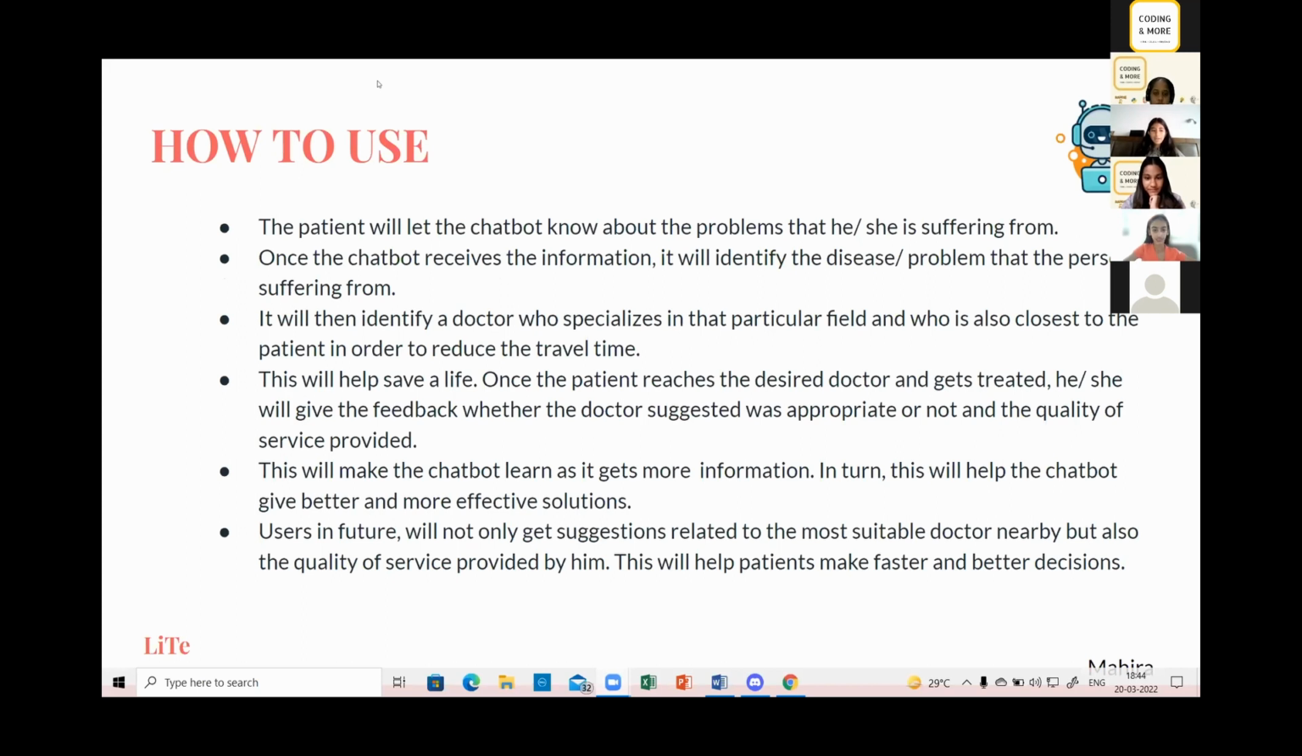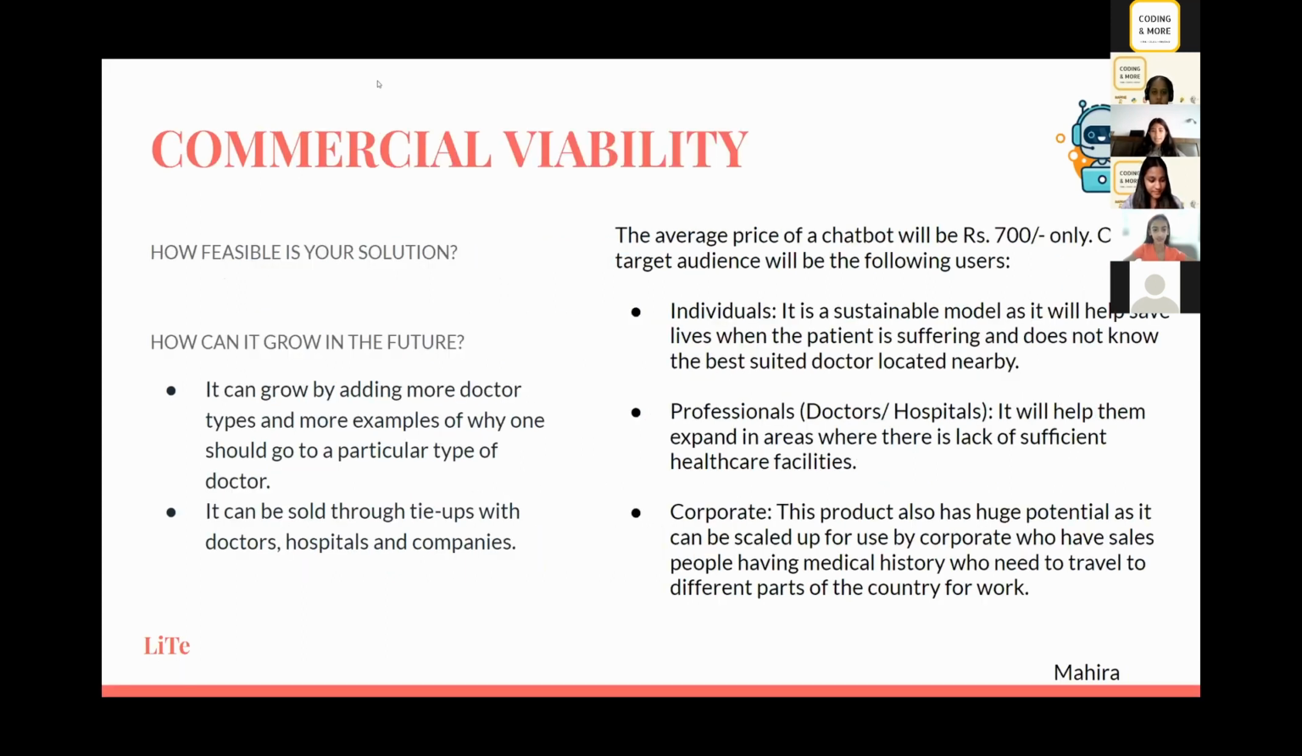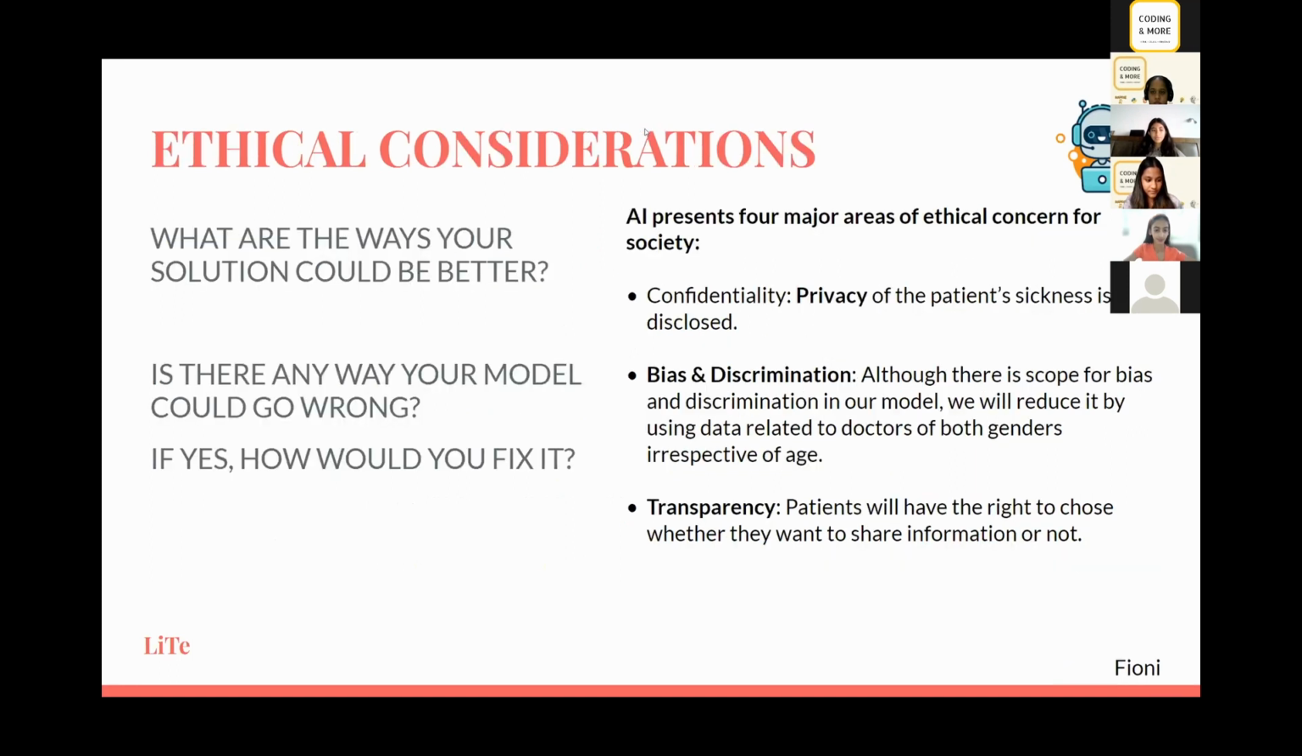As you may have read on our design thinking slide, we are currently working on expanding our reach, and with each new update, we have many new features. AI presents major areas of ethical concern for society: privacy, bias and discrimination, and transparency.